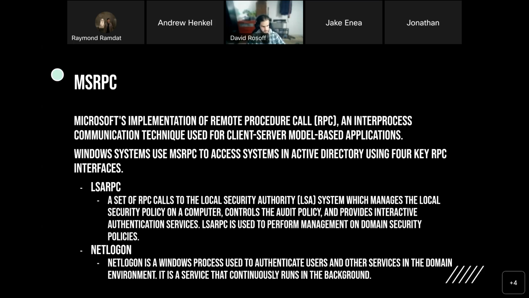It controls the audit policy. It provides authentication services. And you can use LSA RPC to perform management on domain security policies. The next interface is NetLogon. NetLogon is a Windows process that's used to authenticate users and other services in the domain. And it's a service that continuously runs in the background. If you get onto any domain joined machine, and you list out the running processes, you're almost always going to see NetLogon there.